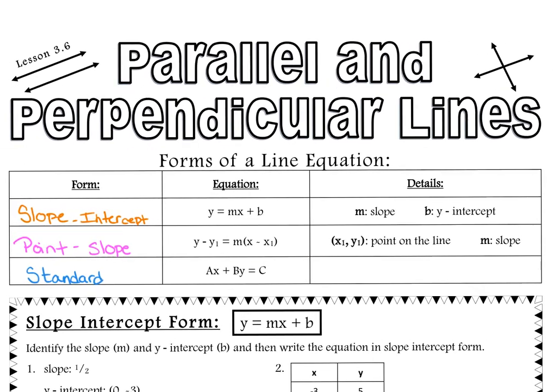All right. And so for slope-intercept form, you have y equals mx plus b, where m is going to represent your slope, b is going to represent your y-intercept. In point slope form, you have y minus y1 equals m times x minus x1. And you know that x1 and y1 are going to be a point on the line. That will always be given. And then m is going to represent your slope. And then for standard form, a, b, and c are all coefficients, and x and y are your variables.